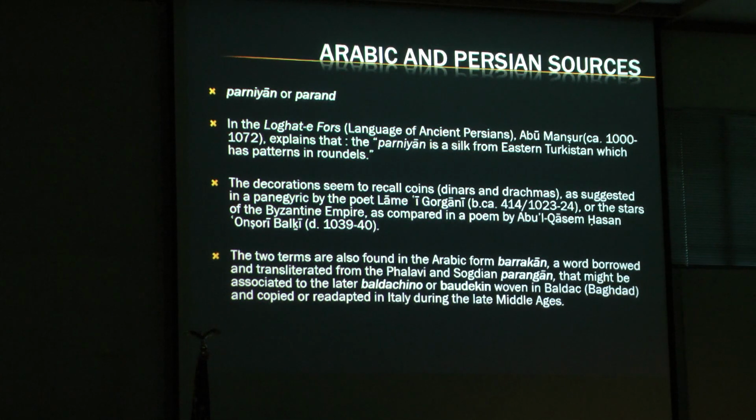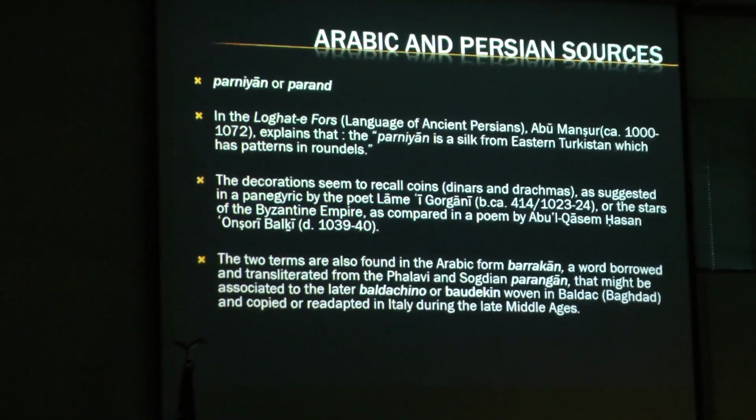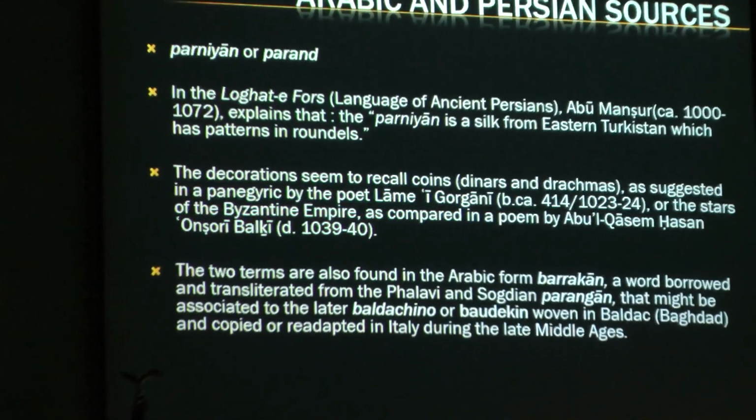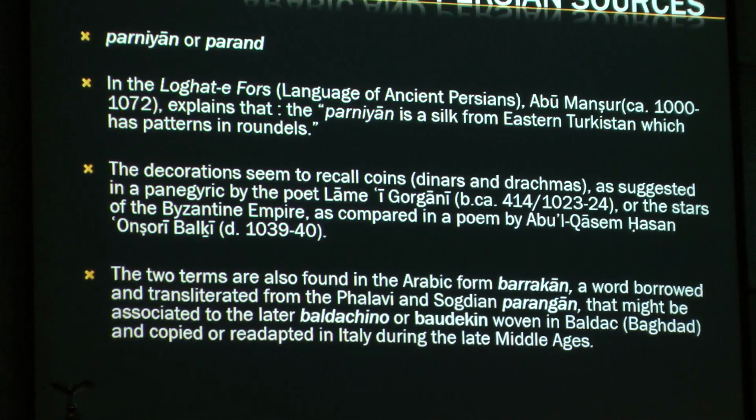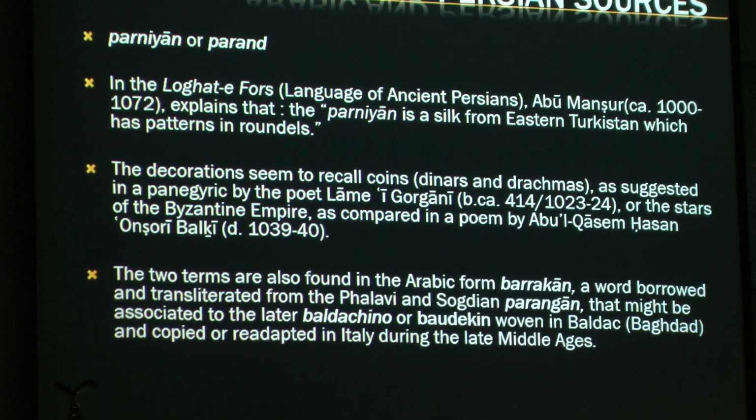Since we don't have Sassanian historical texts, we have to look at early 10th, 11th century Arabic and Persian historical sources. Some refer to textiles with roundels as parniyan or parand. In the language of ancient Persian, Abu Mansur explained that parniyan is a silk from eastern Turkestan which has patterns in roundels. The decoration seems to record also coins, dinars and drachmas, as suggested again in a panegyric by Gorgani from the same period, or the stars of the Byzantine Empire, as in a poem by Abul Kazem. Again, a textile with a blue ground and white dots seems to have been preferred for its frequent recollection of the celestial vault.